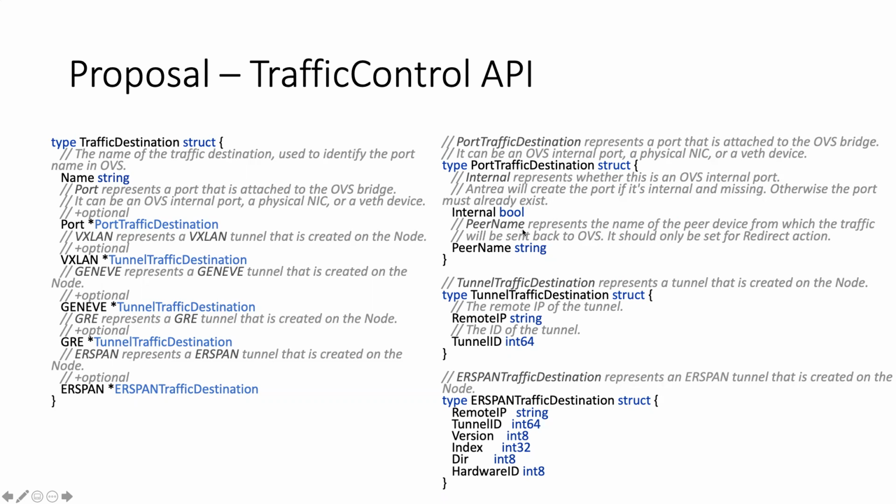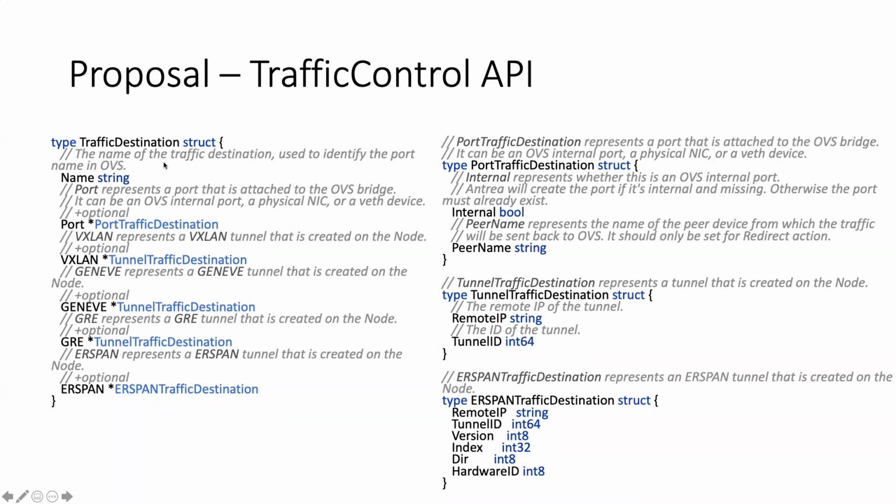And the peer name is used to represent the name of the peer device from which the traffic will be sent back to OVS. It should only be set for redirect action. For mirror action, this is not needed because we only need to mirror the traffic to the traffic destination. But for redirect action, we need it, because there's no copy, the traffic is directly redirected to the traffic destination.